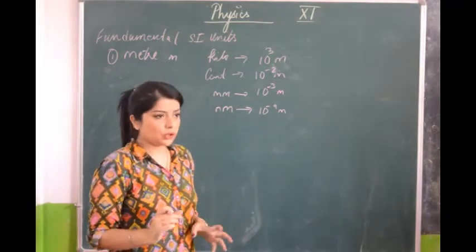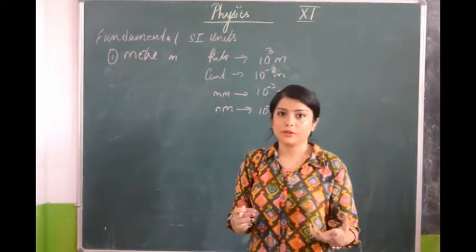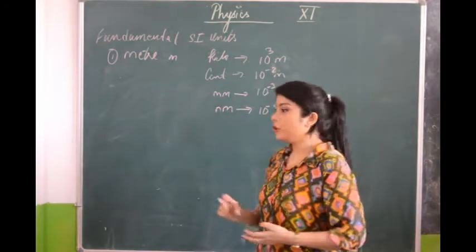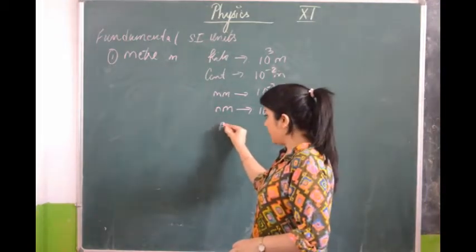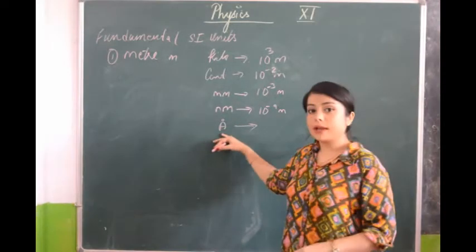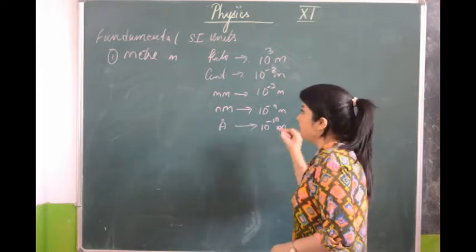Then comes angstrom. Angstrom is the unit we use for wavelength, because it is a very small unit of length. For a very small length, we use angstrom. It is denoted by A with a small dot on top, like this. So this is equal to 10 to the power minus 10 meter.